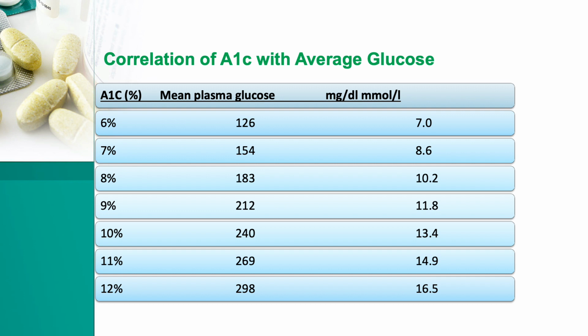Decreasing hemoglobin A1C levels by 1% may decrease the risk of microvascular complications, for example, diabetic eye, nerve, or kidney disease, by 10%. Hemoglobin A1C levels should be checked according to the American Diabetes Association every 6 months in individuals with stable blood glucose.